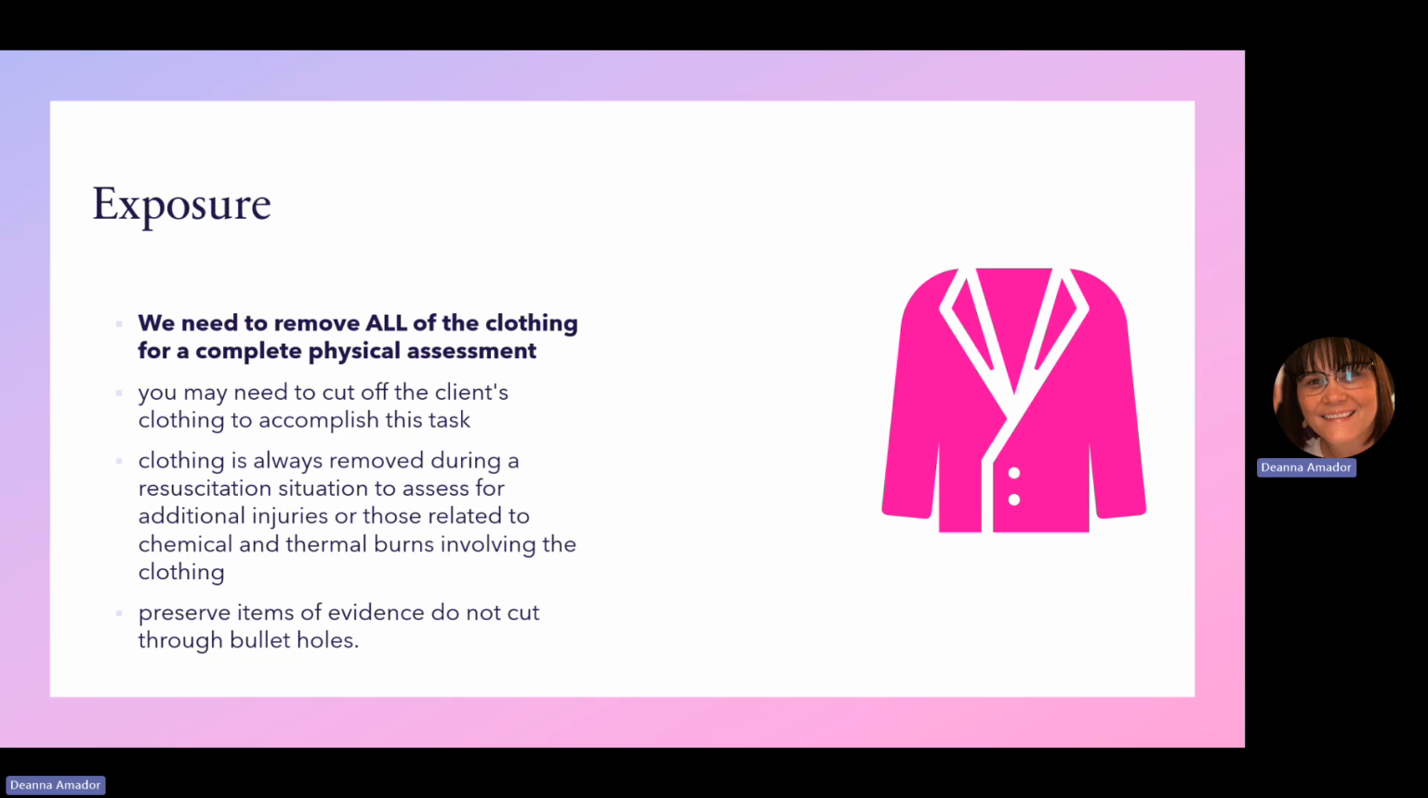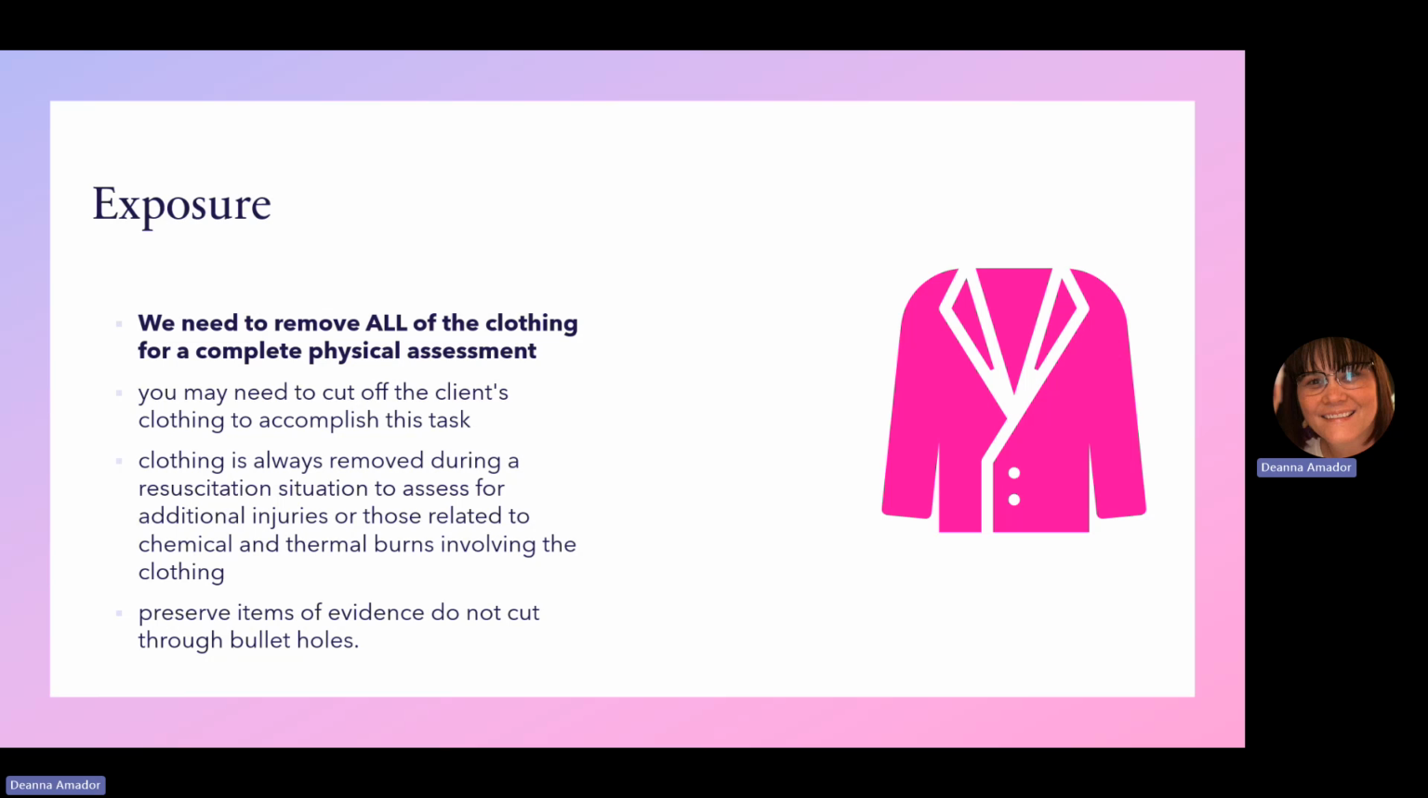Okay, then we go on to E, exposure. So I told you with this, this is when we're getting out the trauma shears. So we need to remove all of the clothing for a complete physical assessment. An environmental priority intervention is to control the environment to prevent hypothermia. So during this time, warming blankets, warm fluids, monitoring of the temperature is essential.